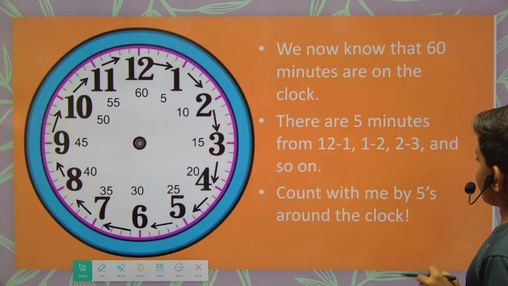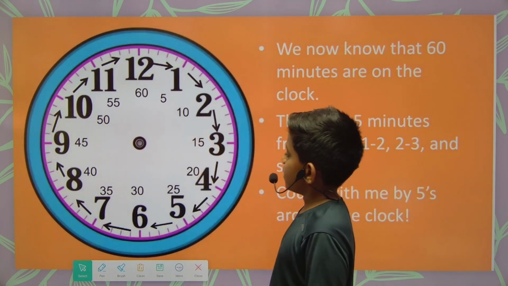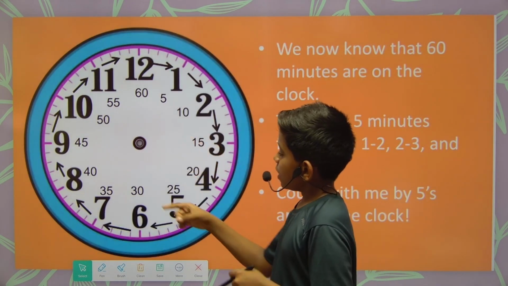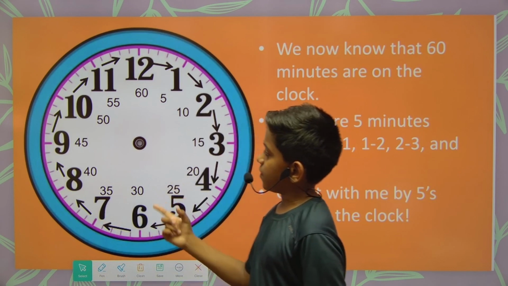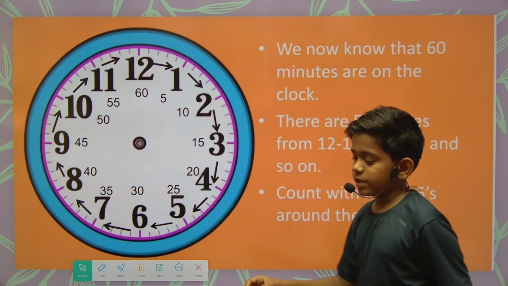Count with me by fives around the clock. 5 ones are 5, 5 twos are 10, 5 threes are 15, 5 fours are 20, 5 fives are 25, 5 sixes are 30, 5 sevens are 35, 5 eights are 40, 5 nines are 45, 5 tens are 50, 5 elevens are 55, and 5 twelves are 60.